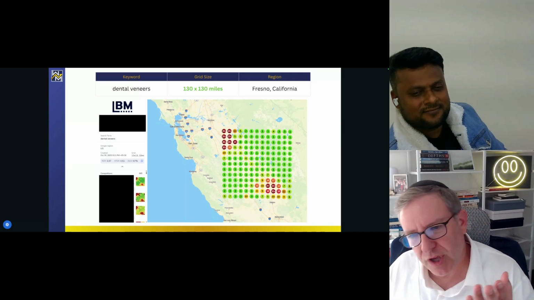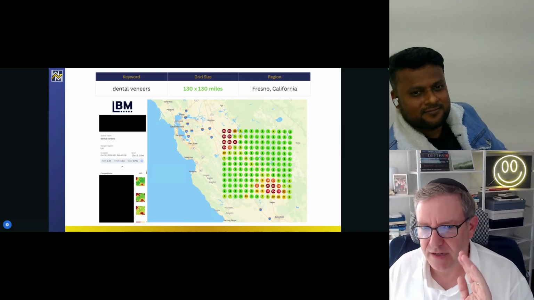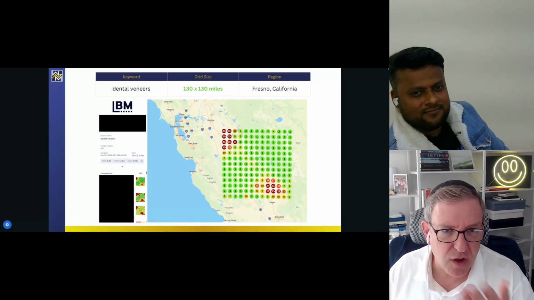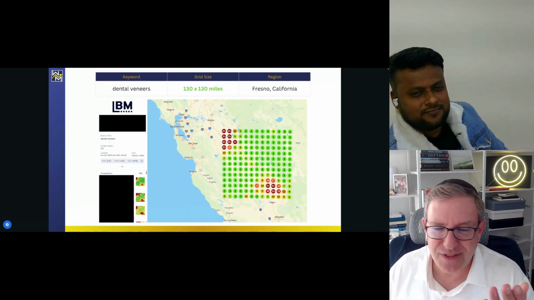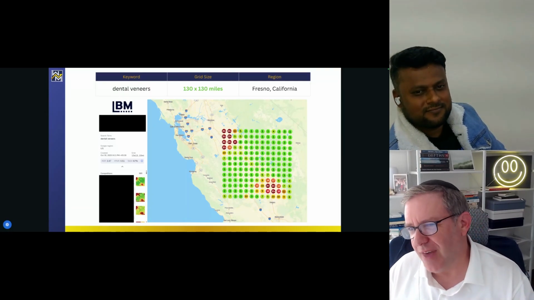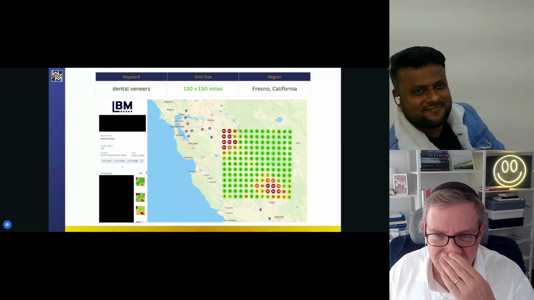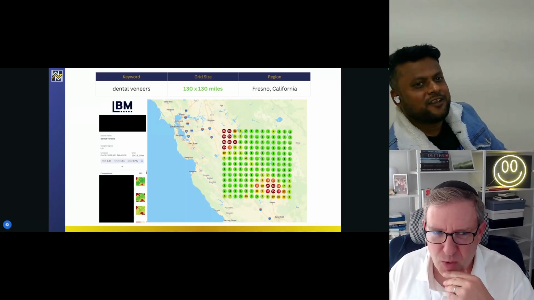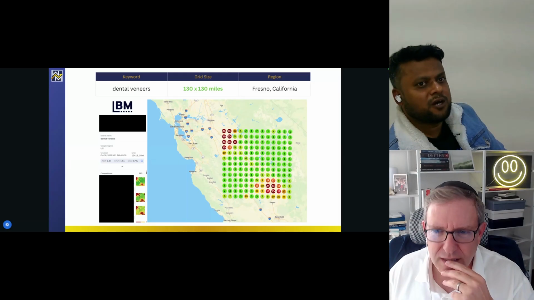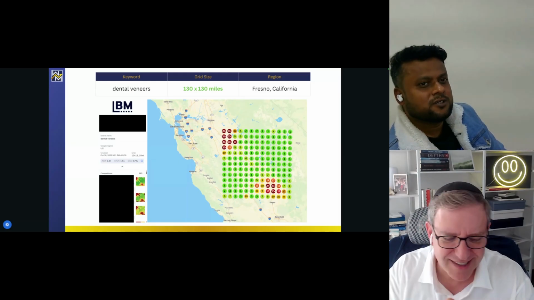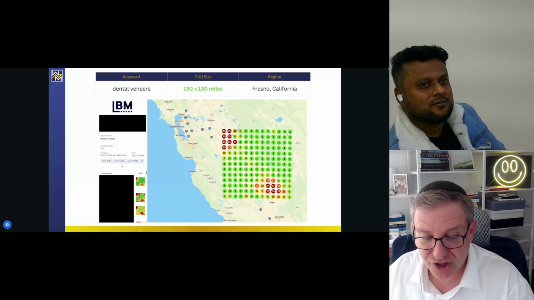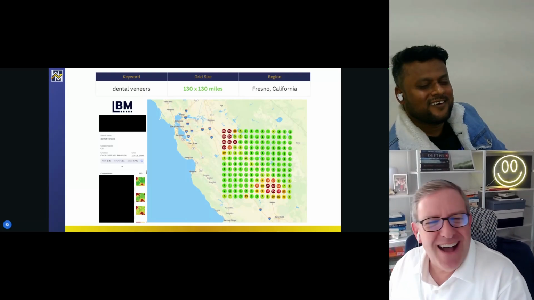Again, you're in California, so you're in the zone where dental veneers really matter. And this is Fresno going out 130 miles by 130 miles. I can't do that math. What is that? 16,900 square miles? 69,000 square miles. I think 169,000 square miles. That's it. 169,000. Okay, wow. That seems large.